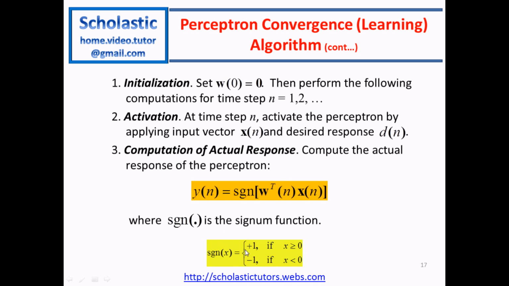The signum function is positive 1 if x is greater than 0, and negative 1 if it is less than 0. The earlier function was 0 and 1. Now this function goes between negative 1 and positive 1. So this is my weight vector, this is the input vector, multiply them together and send it through the signum function. If this is positive, you get a positive output. If this is negative, you get a negative output. So that's our mathematical definition.